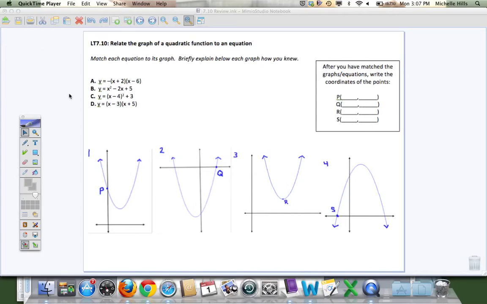So for learning target 710, we need to match the correct equation to the correct graph, and then, some very important points: one point on each graph, we need to find the ordered pair of.